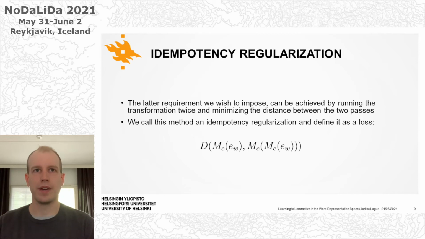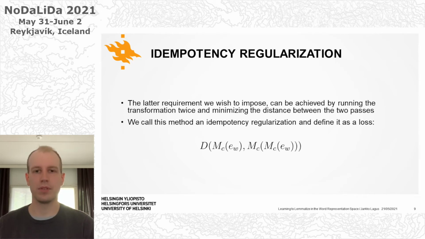As we want to have already lemmatized words stay as close as possible to their original meanings, we run the same transformation twice, which gives us a second loop, which we want to change as little as possible. And we call this idempotency regularization because it encourages an idempotent transformation. We can define it using the same distance metric and the same model as before.